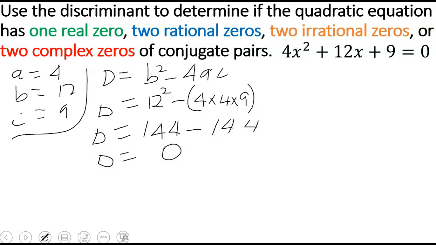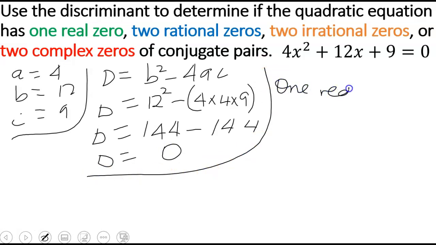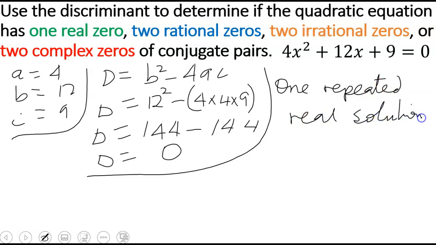The discriminant is 0. That means there is one real solution, or rather, one real solution that is repeated. I'll just write one repeated real solution. Okay, that means the discriminant equals 0.